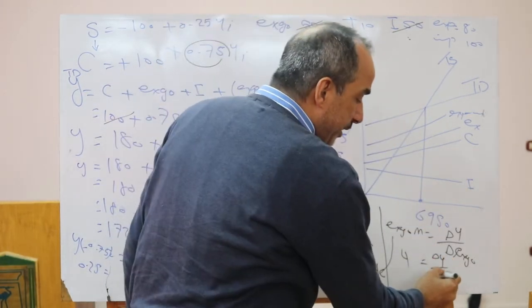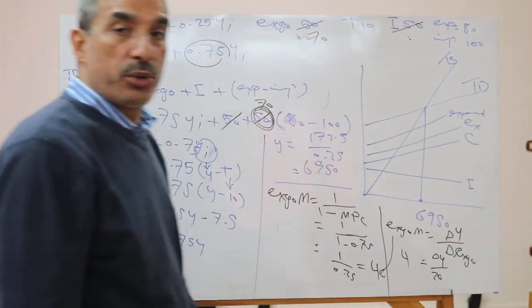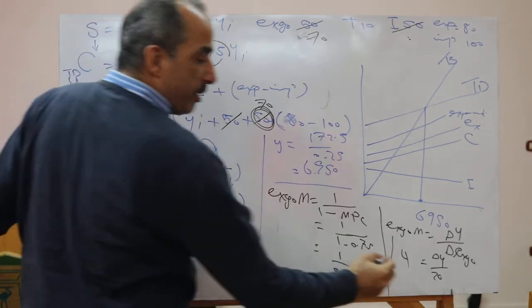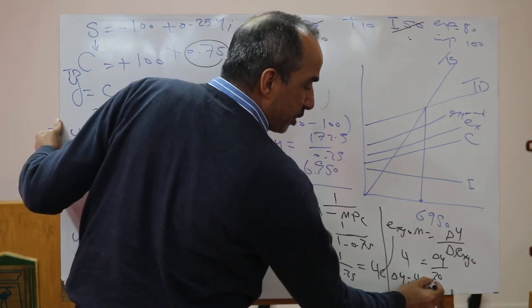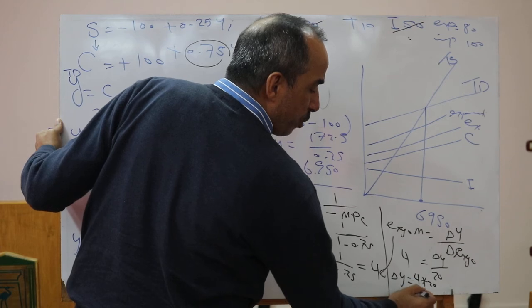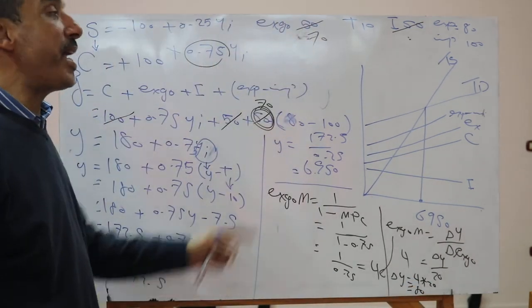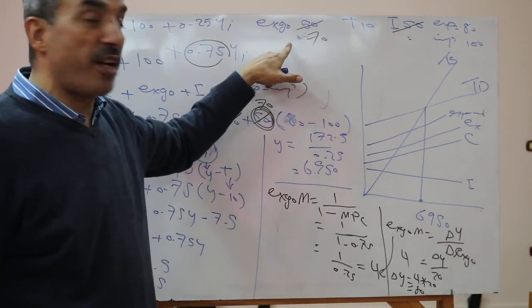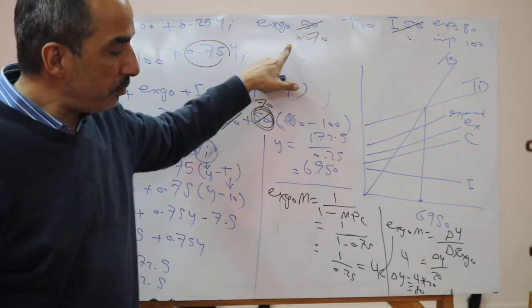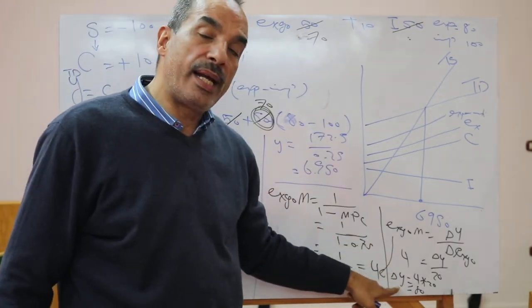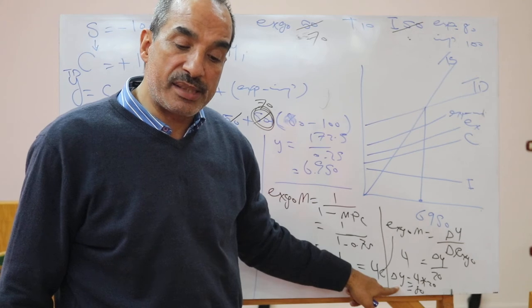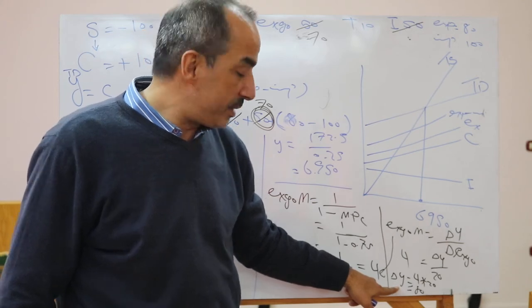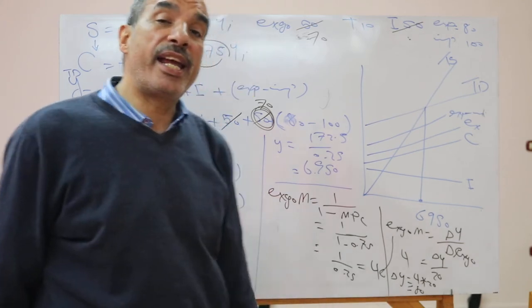Increased by $20 million. This meaning change in income equal 4 times 20 equal 80. When we increase the expenditure government by 20, the income increase by $80 million.